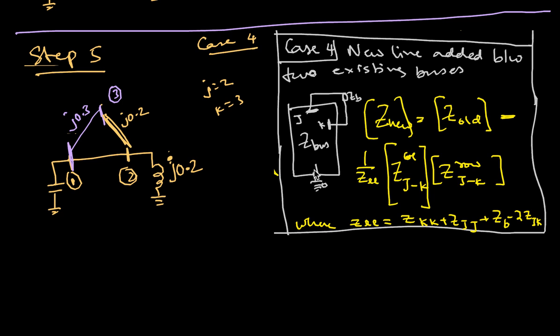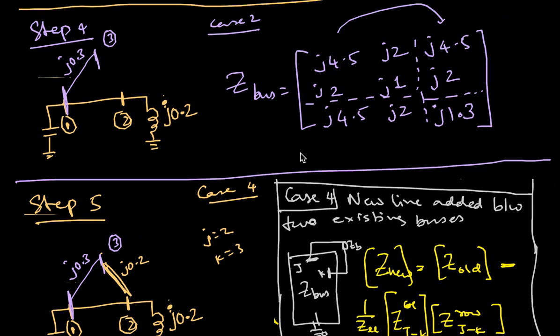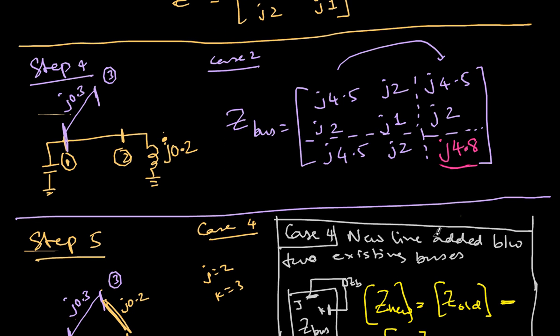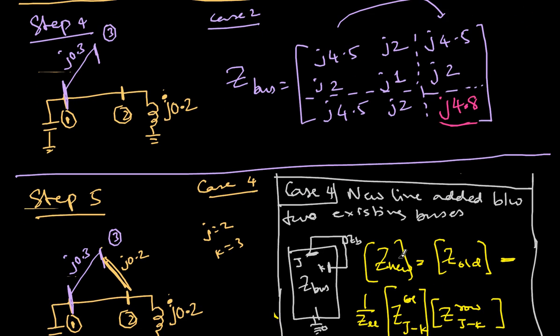All right, so after a lot of checking and troubleshooting, finally I found where I made the mistake. Some of you might have already found it when I was doing this. The mistake was here: this is not 1.3. What should this be? This is actually Z11 plus ZB. Z11 is actually J4.5, so 0.3 should be added, and this is actually J4.8. So this is the mistake. I had made it earlier and now I have corrected it. The rest of the thing is the same.